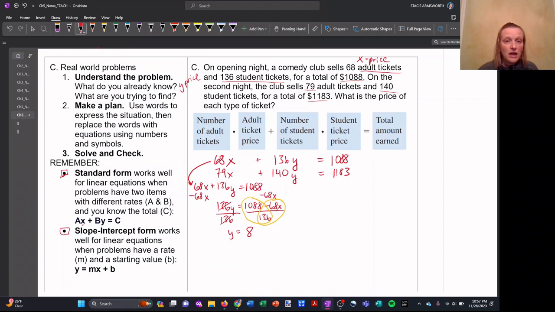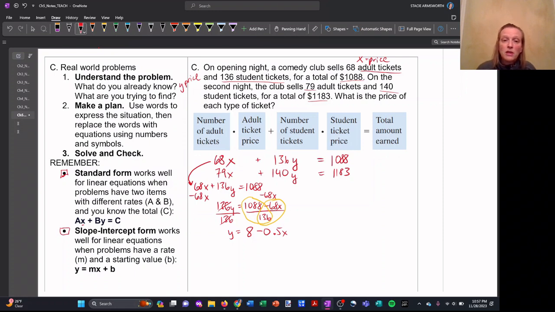And negative 68x divided by 136 is negative 0.5x. So I now have a pretty simple equation, actually. It's simplified down into much nicer numbers, simple values that I can then plug into my second equation.